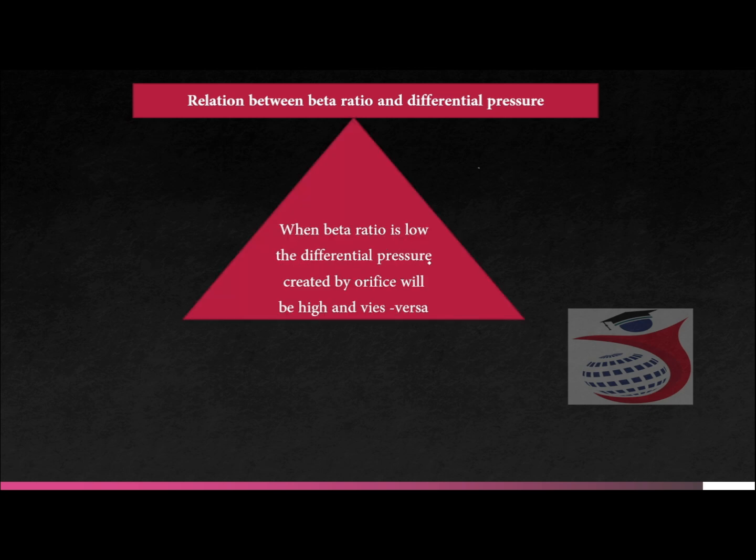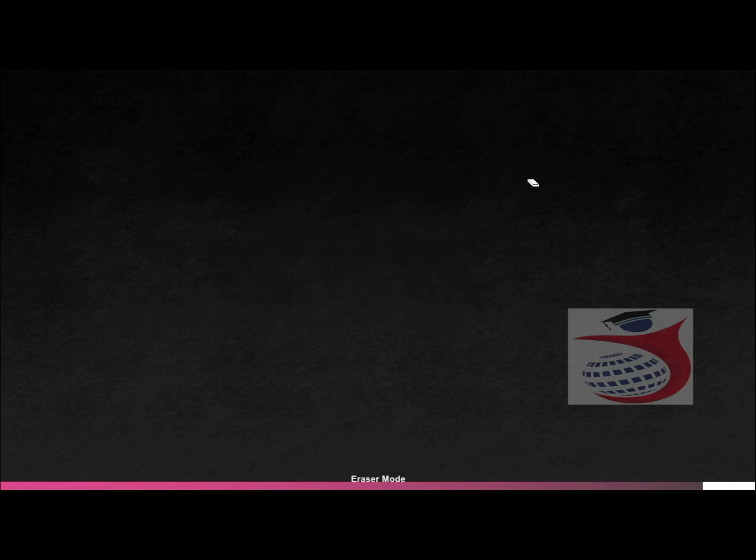Then what is the relation between beta ratio and differential pressure? When beta ratio is low, the differential pressure created by the orifice plate will be high and vice versa. So it means our beta ratio is inversely proportional to delta P.